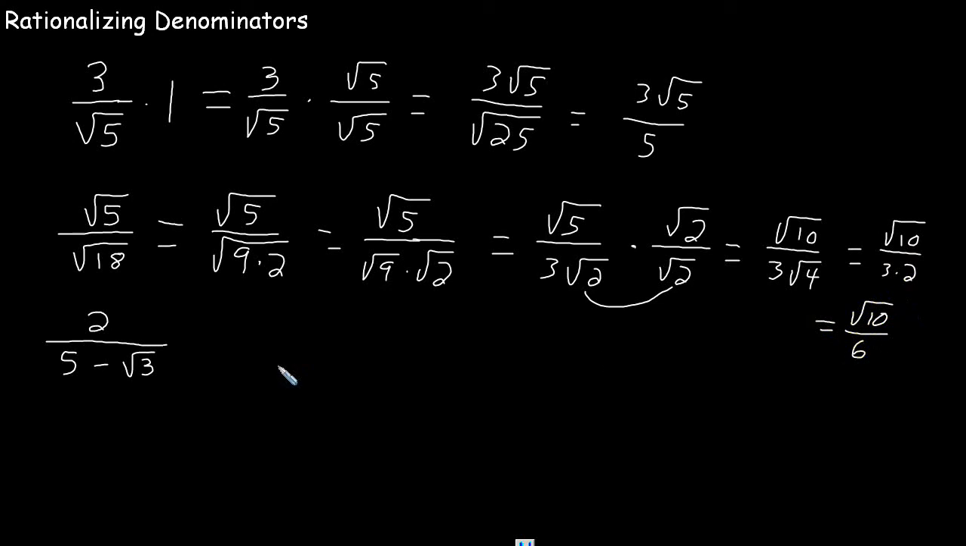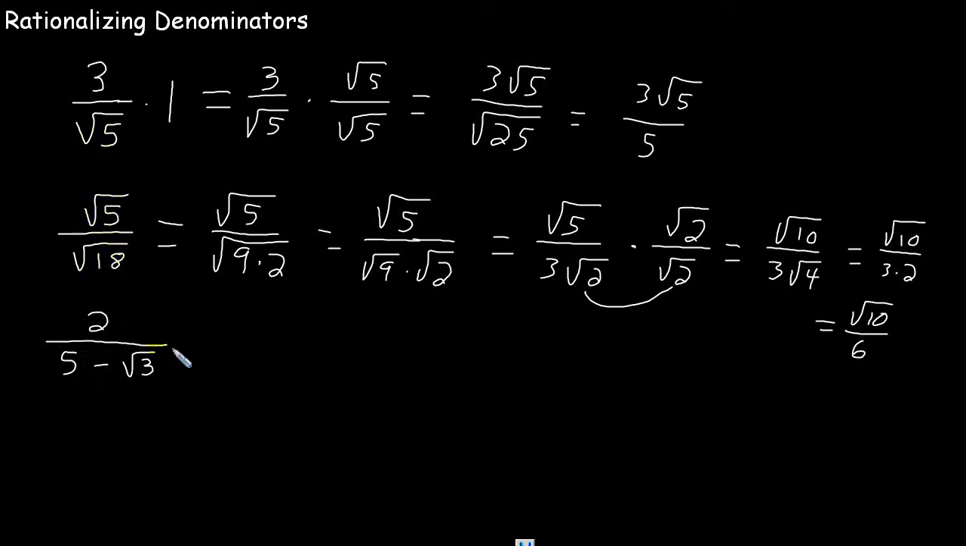We'll look at one final example of rationalizing. This time the denominator is a binomial, it has 2 terms. Okay, and how we work this is going to be a little bit different than when the denominator is a monomial, it has 1 term.